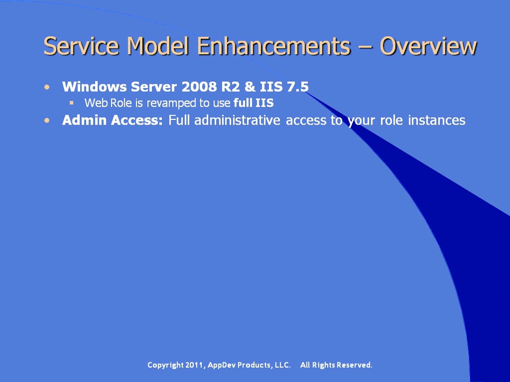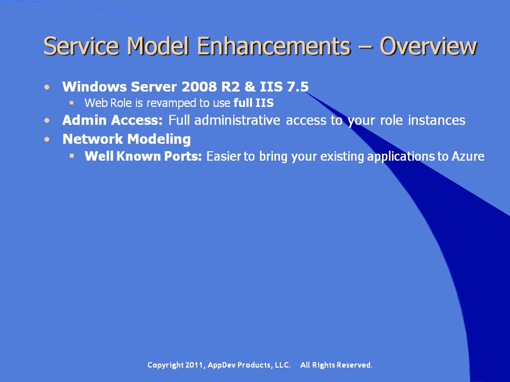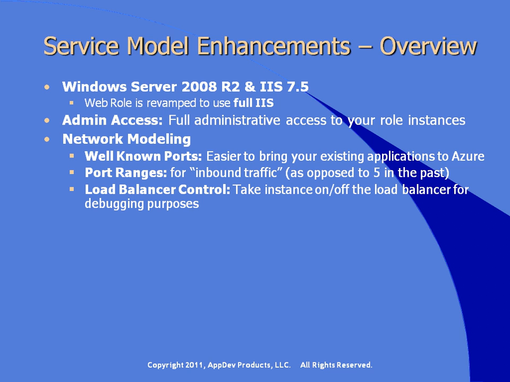You also now have full admin access to your role instances, and for network modeling, you now have the ability to use well-known ports, allowing you to bring your existing applications into Azure much easier. You can also specify port ranges for inbound traffic. You can also add and remove instances from the load balancer, for example, if you want to debug a specific instance. And you now have the ability to enable traffic filters between roles within a service.